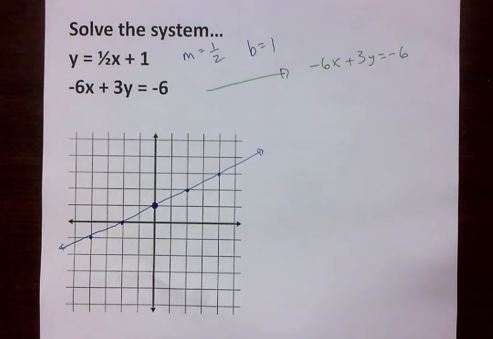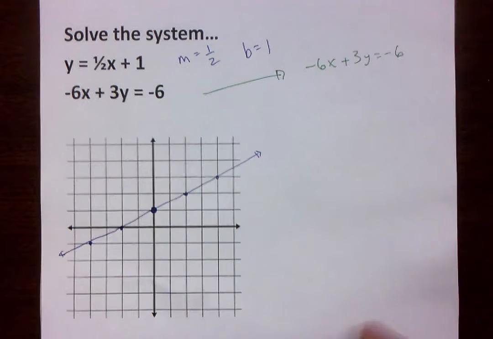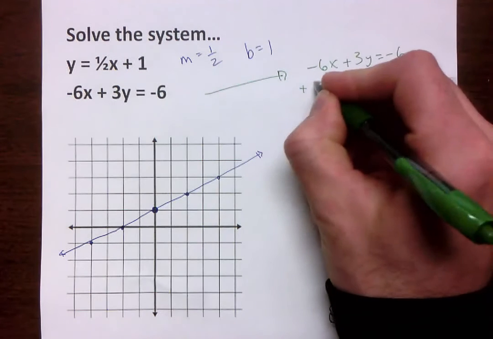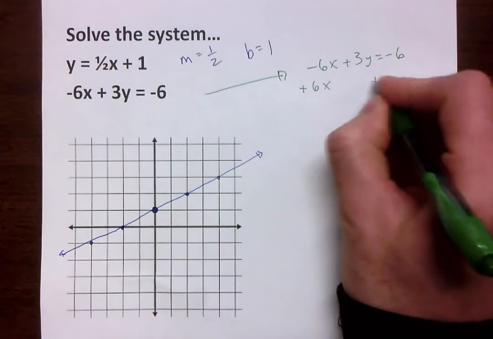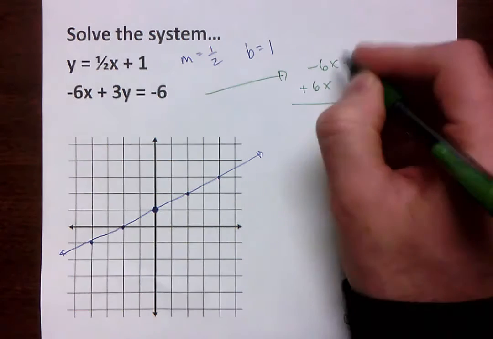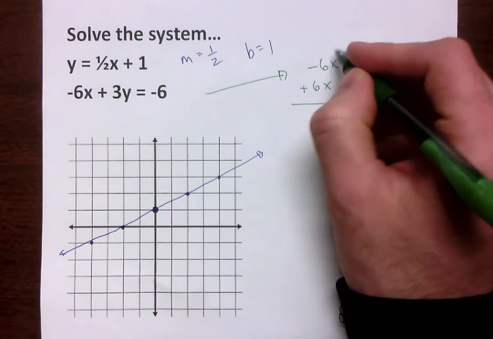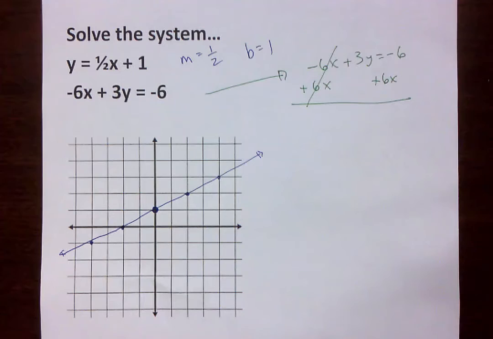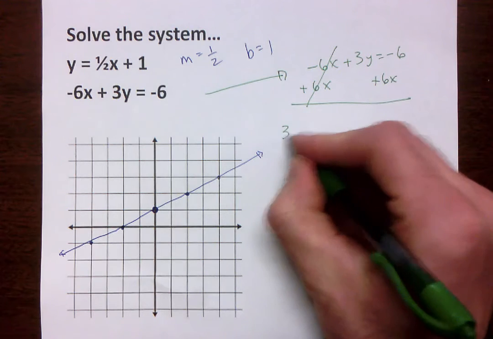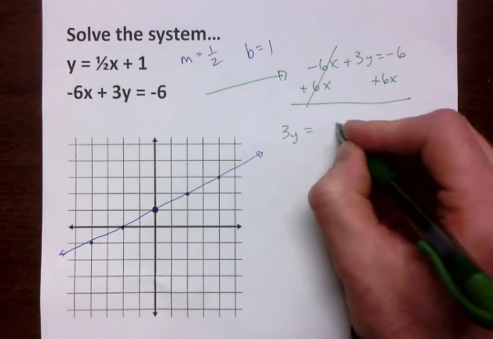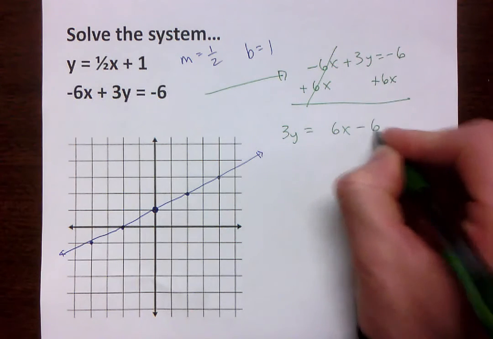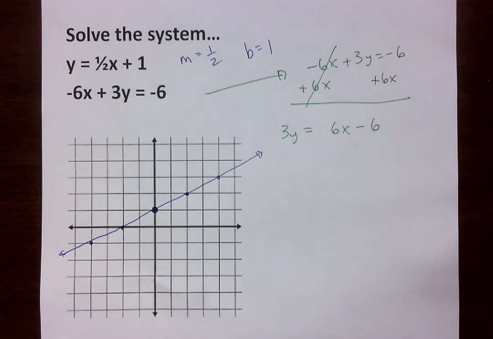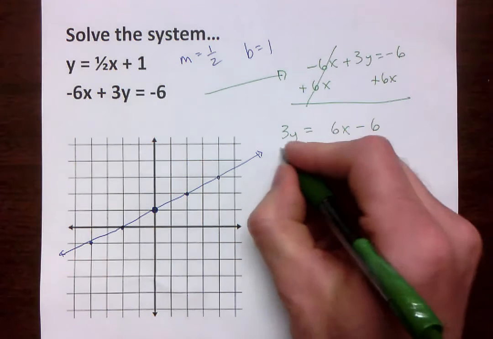Well, slope-intercept form is y alone, so I need to get the y by itself. So to move the 6x over, I'm going to add 6x to both sides, because negative 6x and 6x are additive opposites, so they cancel. I'm left on the left side with 3y. The right side, 6x minus 6. Those can't combine.